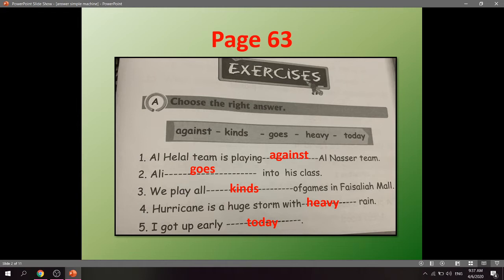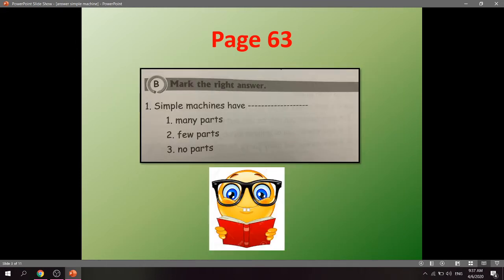It's so easy. Now, also page 63 here below, you have only one sentence, and on the other page you will find the other sentences. So mark the right answer. Now remember the story with me. Number 1, simple machines have. Simple machines, like the lever, like the pulley, have what? Many parts, few parts, or no parts?